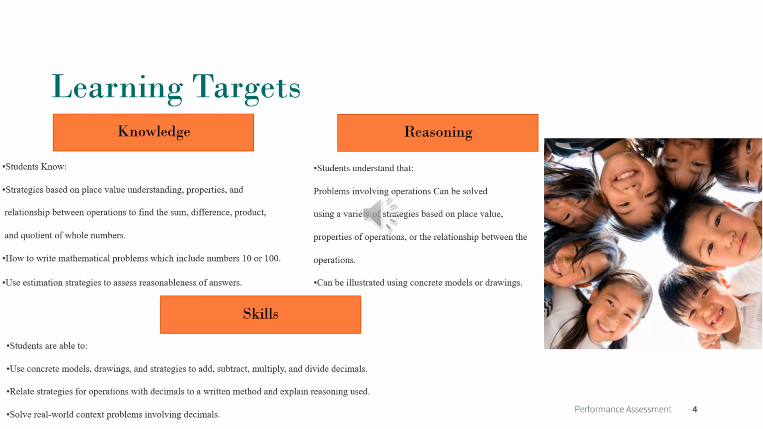Learning targets. Knowledge. Students know strategies based on place value understanding, properties, and relationships between operations to find the sum, difference, product, and quotient of whole numbers. Students also know how to write mathematical problems, which include numbers 10 to 100. Students will also use estimation strategies to assess reasonableness of answers.